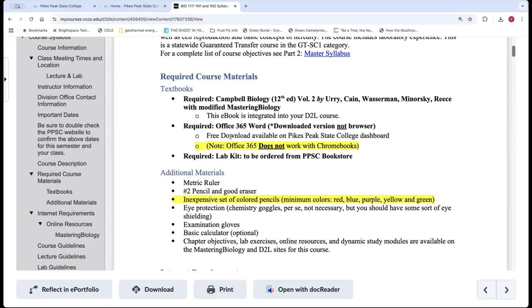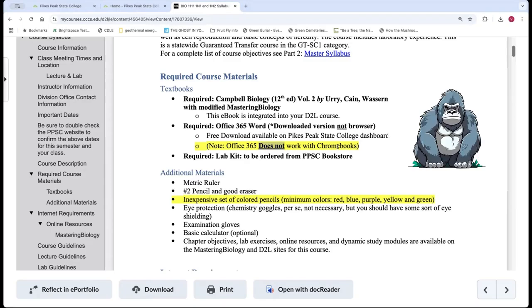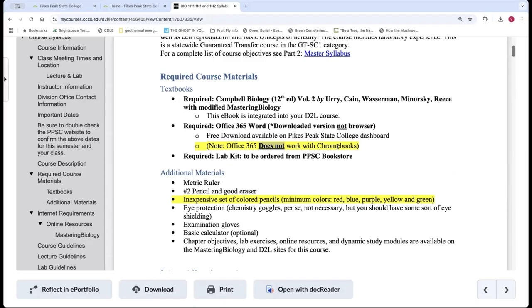Also, a heads up: Office 365, which I briefly mentioned, does not work with Chromebooks. So if you have a Chromebook, it is not the expectation that you go buy another computer. You will, however, have to do your exams and your labs probably with the on-campus computers, or some other option that you have. It's probably not going to work too well with iPad either. I'm just letting you know so you can prepare for what is to come.